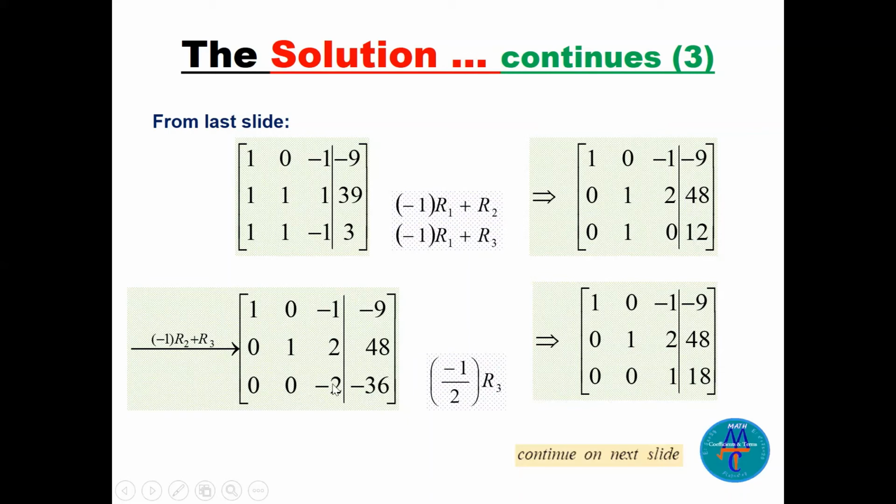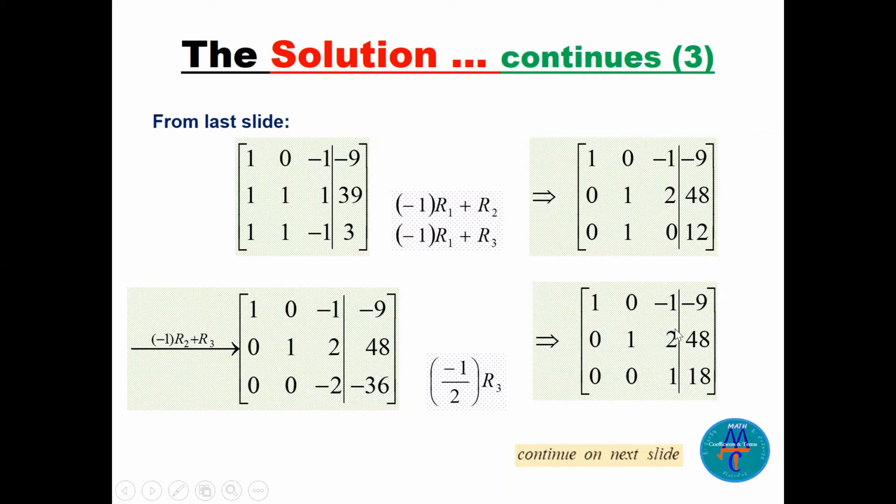Now I need the last row here. This number should be 1. So I multiply by -half, row 3 only. Or we divide by -2, divide by -2. So this is 1 and this is 18. See, this is Z now. 0x plus 0y plus 1z is equal to 18.